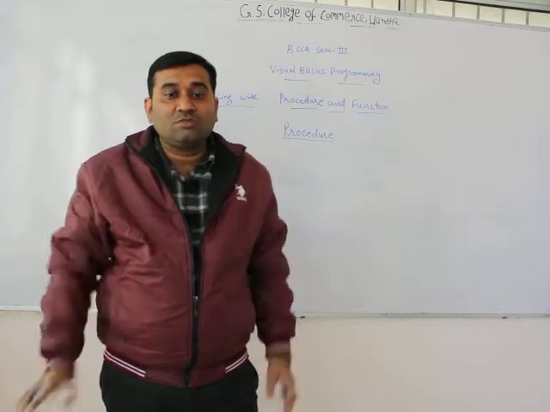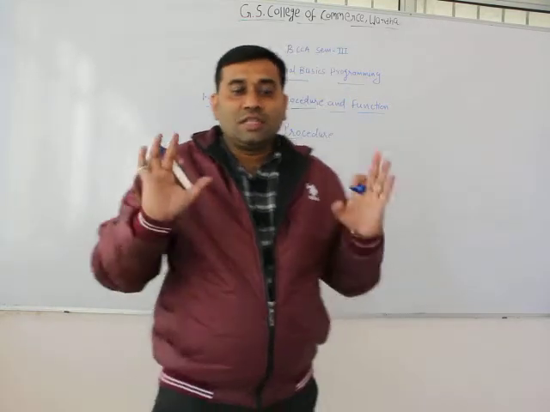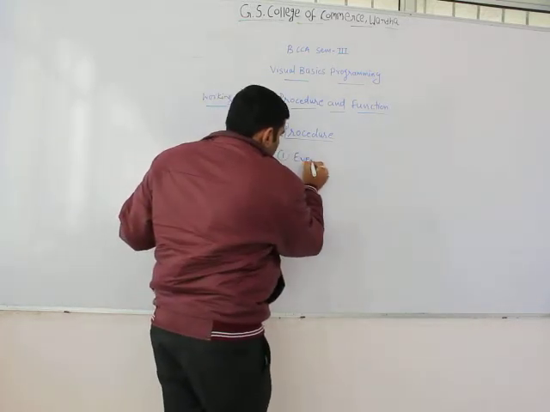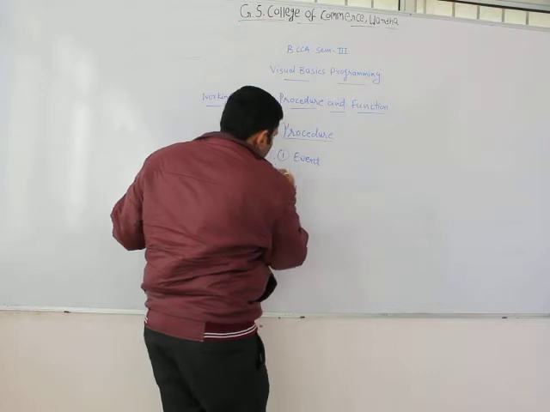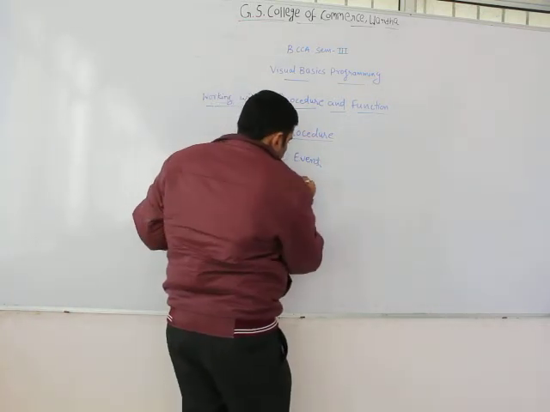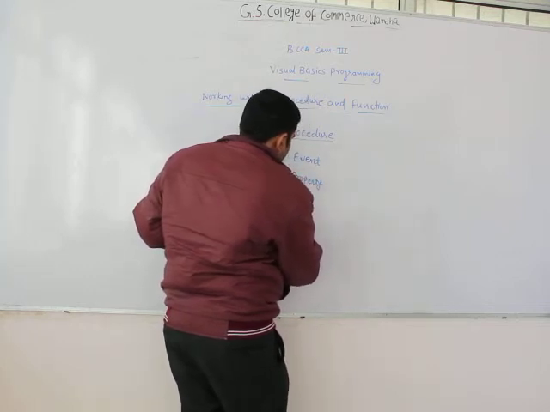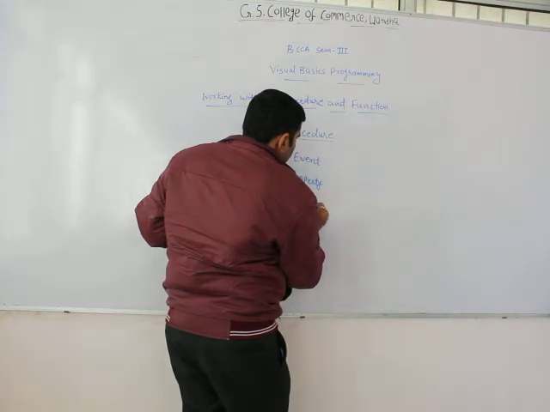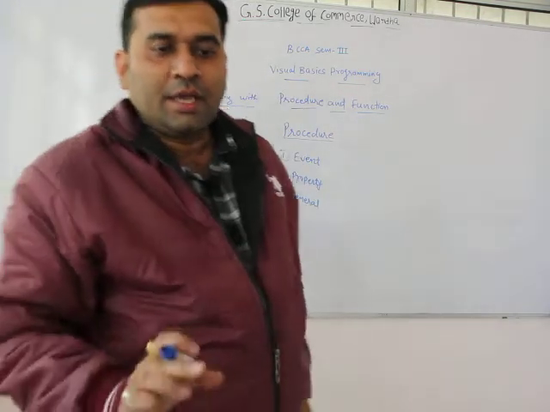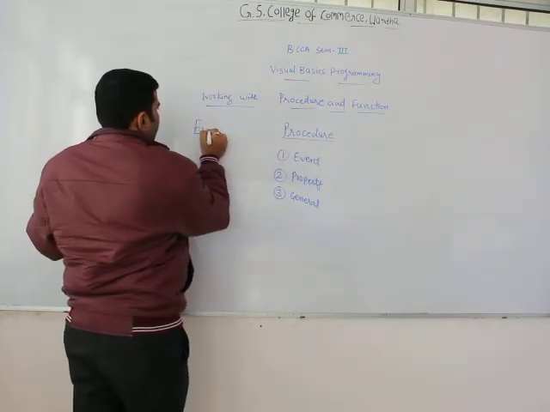There are three types of procedures provided in Visual Basic 6.0. The first is event, the second is property, and the third is general. First, let's see the event.